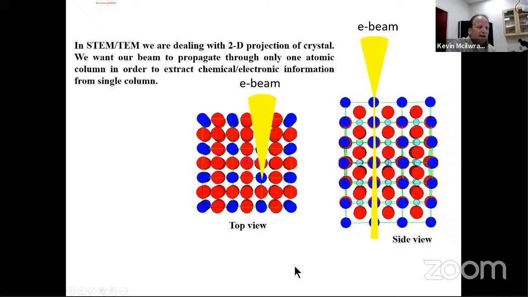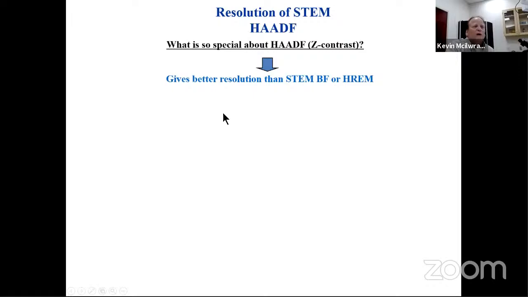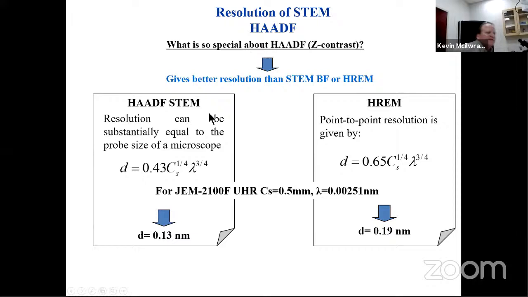So we look at TEM. Well, in STEM, we basically go to a converged probe mode. We have a stronger first condenser lens, a smaller second condenser lens, and then we have scanning coils that will raster the beam across the sample. What's special about STEM? Well, if you look at the resolution specs for the pole pieces, you could have a pole piece that's got 2.3 angstroms point to point in TEM. But in STEM, it'll be 1.3 angstroms. It's actually an angstrom better in resolution, and it's a much more easily interpretable image.